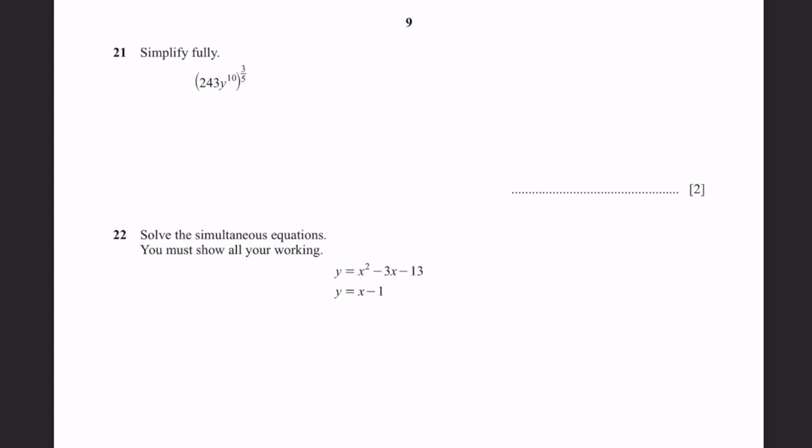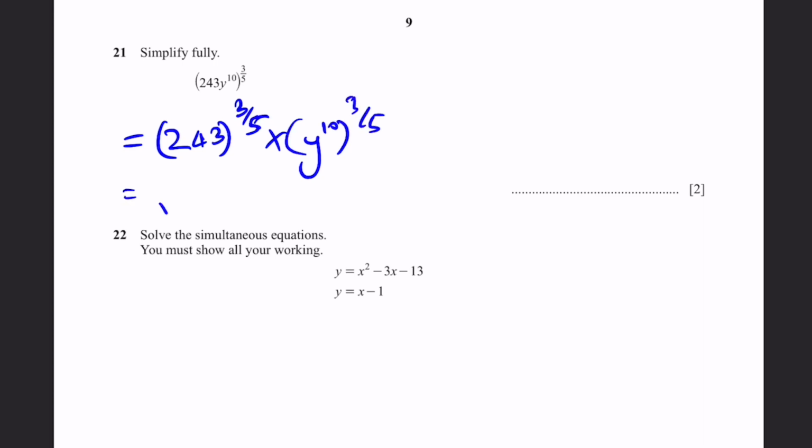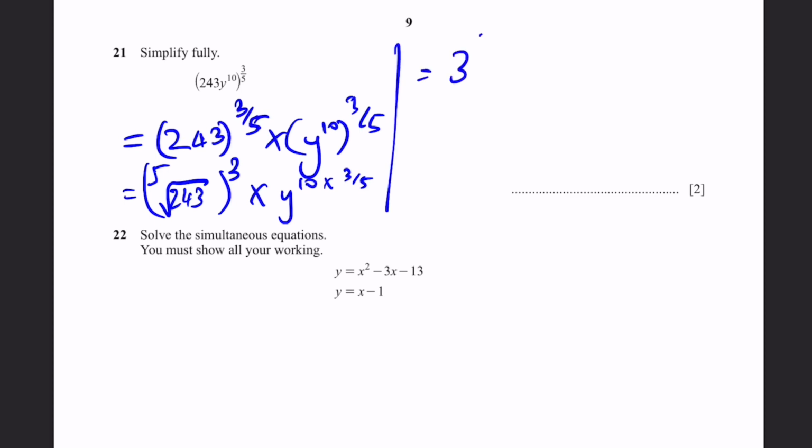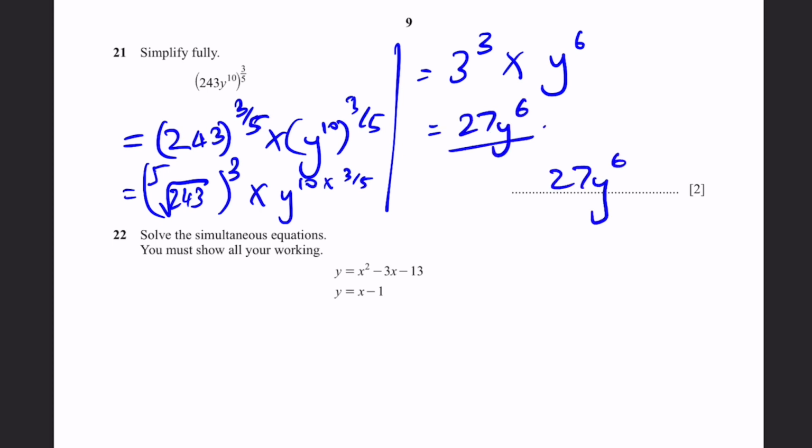Simplify fully 243y to the power 10, whole thing to the power 3 by 5. So that will be equal to 243 to the power 3 by 5 multiplied by y to the power 10 whole to the power 3 by 5. So this will be 5th root of 243 whole cubed into y to the power of 10 into 3 by 5. We multiply the powers because of an exponent rule saying so. So that'll be equal to 3 cubed, because 5th root of 243 is 3, multiplied by y to the power of 6, which is 27y to the 6th power. That's the answer.